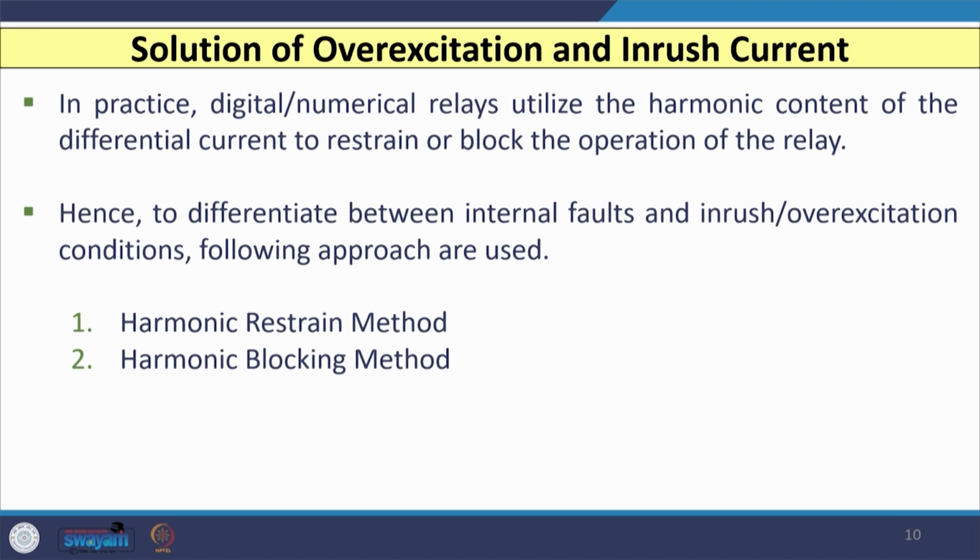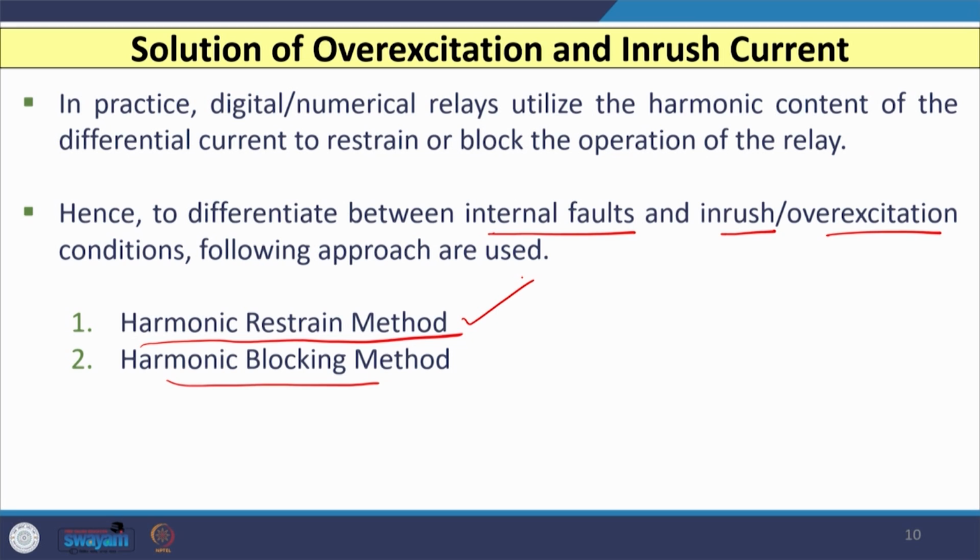So, if we wish to differentiate between internal faults and all other non-internal events like inrush or overexcitation conditions, then most of the manufacturers provide two approaches. The first approach is known as harmonic restraint method and the second approach is known as harmonic blocking method. In both these methods, when such non-internal events are detected like inrush or overexcitation condition, then tripping command is blocked so that no further tripping is initiated.